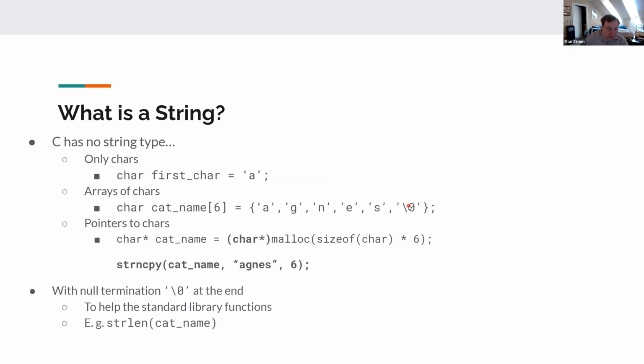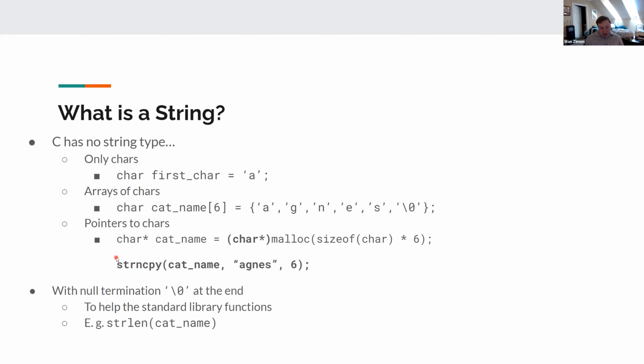Now, if I wanted a pointer to a string, if I want a string that's going to live on the heap forever, then I would say char star cat_name equals, casting it to a char again, and then malloc sizeof char, which as we were pointing out before is 1 byte, times 6. So this will give me 6 bytes on the heap, and it will tell me where that first byte out of the 6 is, and store it in the variable cat_name.